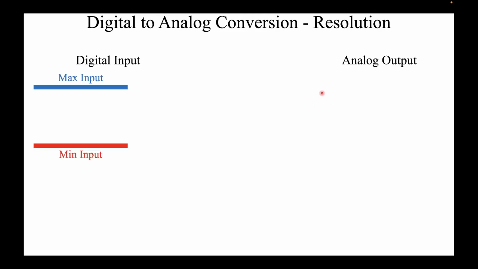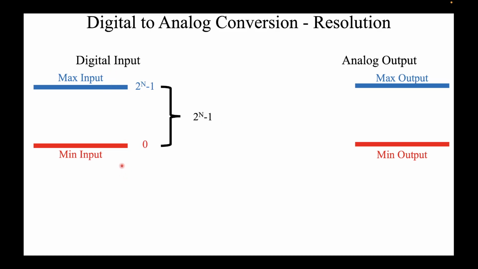Since the question talks about resolution, let's pause a bit and establish some basics of resolution. So in digital to analog conversion, what do we mean by resolution? We have a digital input and an analog output, as the name suggests. There will be a minimum value and a maximum value. Correspondingly, there will be a minimum output and a maximum output.